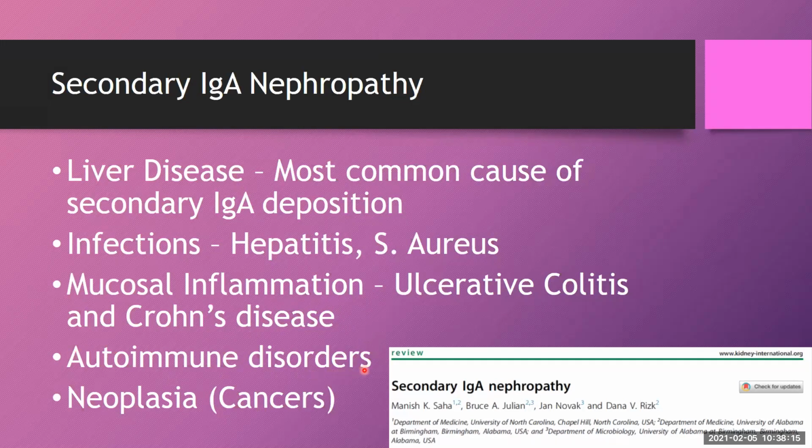Other autoimmune diseases, people with rheumatoid arthritis have elevated levels of abnormal IgA in the serum. And then sometimes there's cancers, mostly lymphomas. And there's a special lymphoma called a MALT, a mucosa-associated lymphoid tissue lymphoma, that is commonly associated with a secondary onset of IgA.